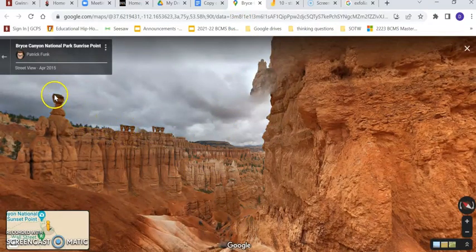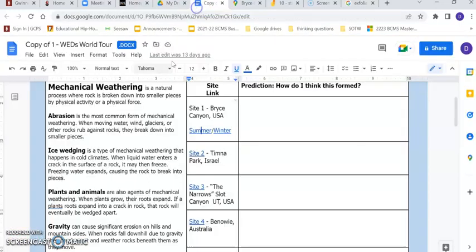You might remember they formed much the way arches do. Anytime you see strange rock formations, it's usually from wind, sand, and water. Wind, sand, and water is not one of them, but abrasion is, and that typically makes those. So here you can put formed by abrasion.